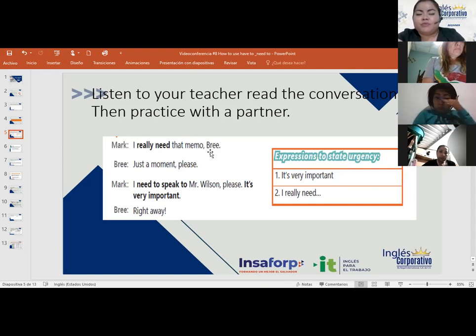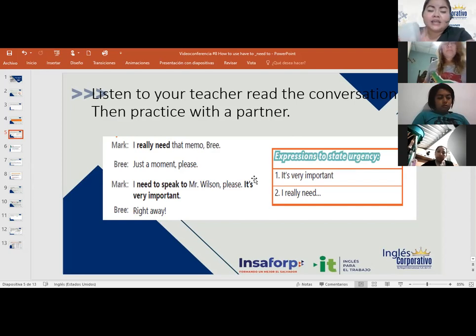I really need that memo, Brie. Just a moment, please. I need to speak to Mr. Wilson. It is very important. So we're going to use phrases like it's very important or I really need to express urgency. Cuando estamos hablando de que algo es urgente, vamos a utilizar frases tales como it's very important and I really need. It's very important to drink water. I really need this water for the class. So that is urgency.